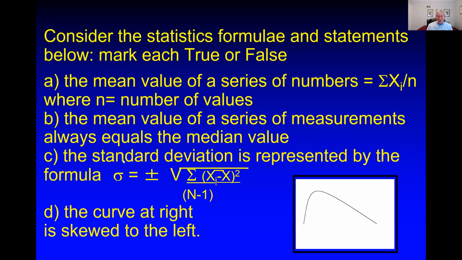Okay, C, the standard deviation is represented by this formula if you've counted a number of samples. False. What's wrong with it? The square root. Right, the square root is not over the entire thing. That's what makes it false. Okay, that curve at the right is skewed to the left. That is totally false, because if you go up to the apex of the curve and drop a vertical down to here, the area under the curve to the right is enormous compared to the left.